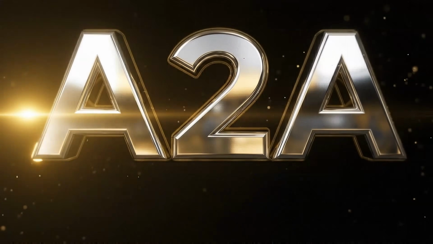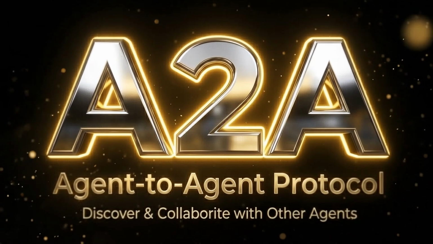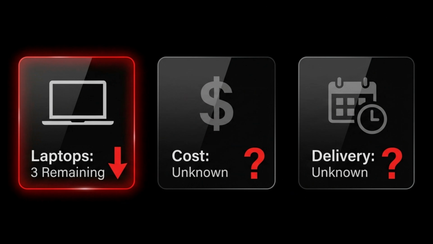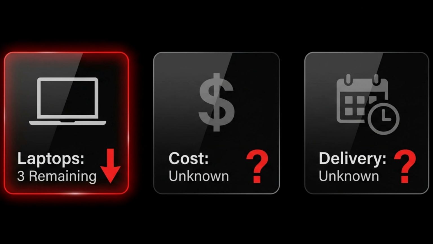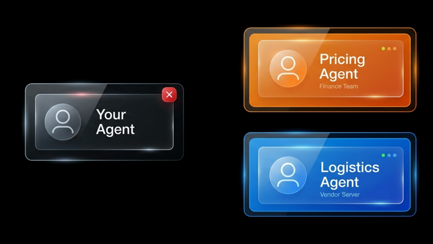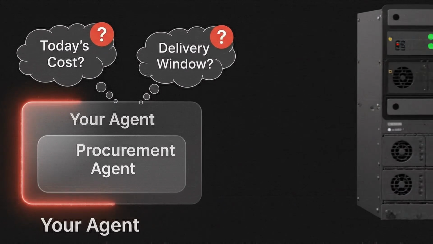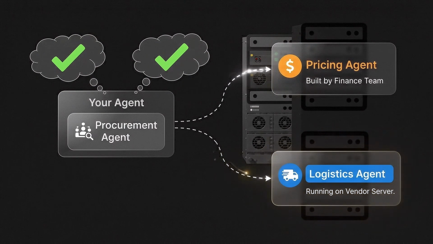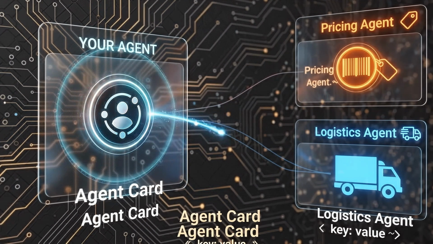Next, it's A2A, which is Agent to Agent Protocol. So now your agent knows, let's say that you're low on laptops, but it has no idea what they cost today and when a vendor can actually deliver. That's not your agent's job. That's a different agent's job. Maybe built by a different team, running on a different server. A2A is how your ADK agent discovers these remote agents and collaborates with them. We'll see this live again, the procurement agent discovering and talking to a pricing and a logistics agent.